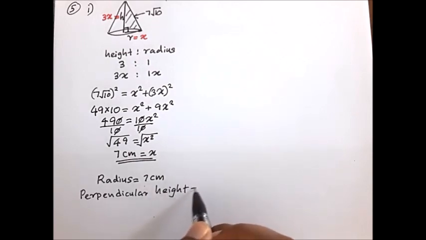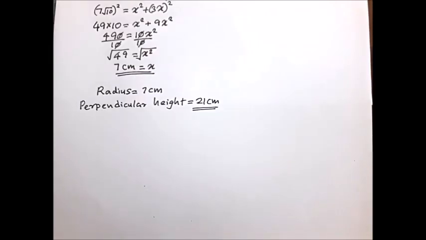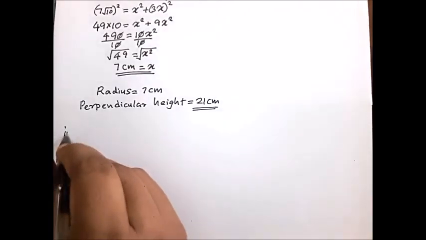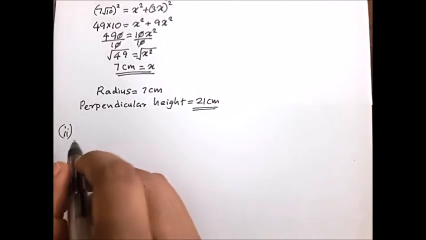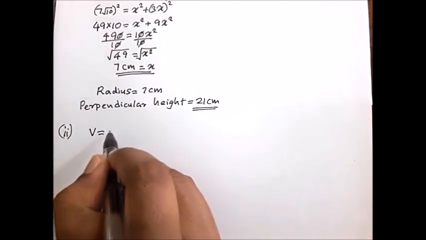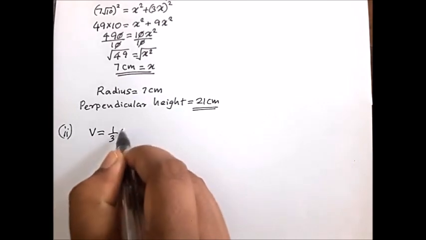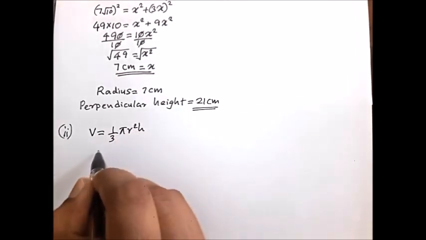Three times 7 is 21 centimeter. This is the answer for the first part. The second part asks, calculate the volume of the cone. Volume of cone equals 1 over 3 pi r squared h.